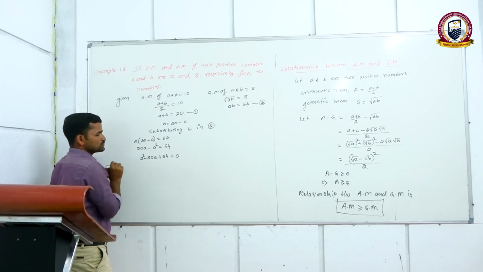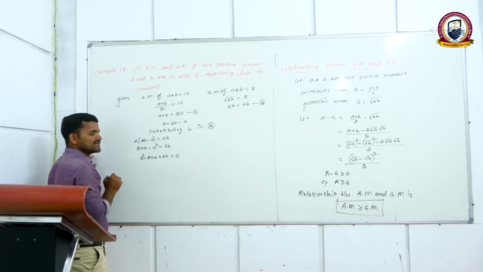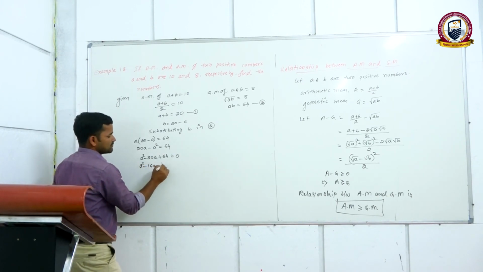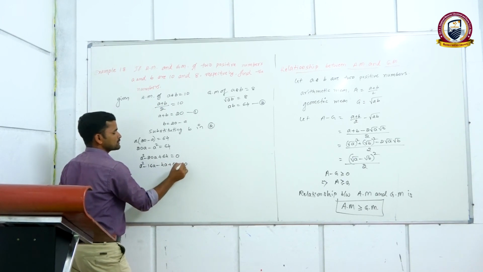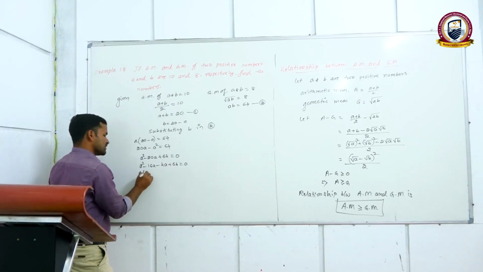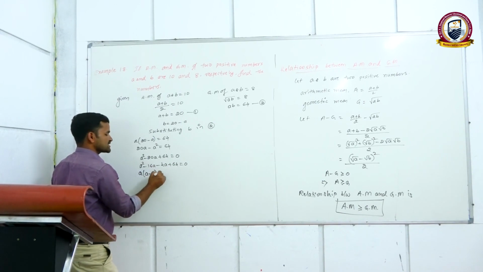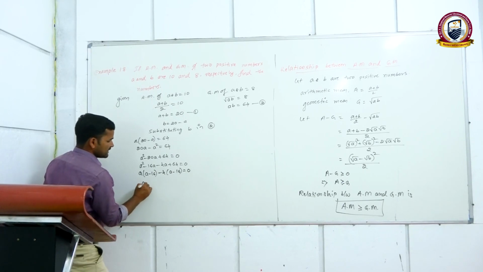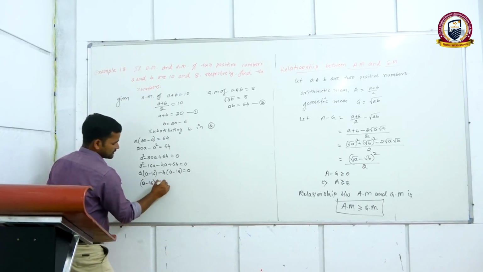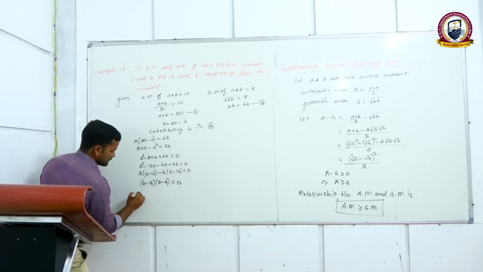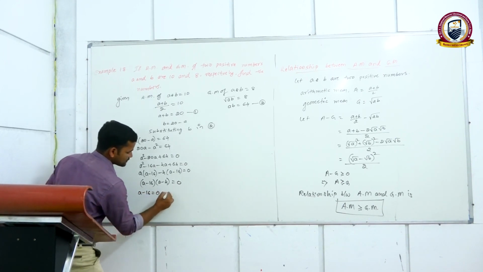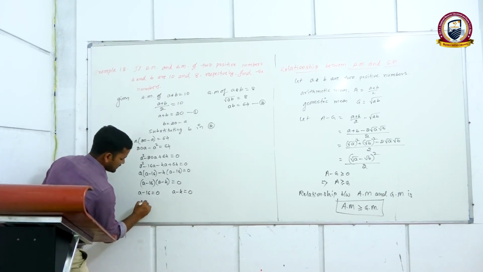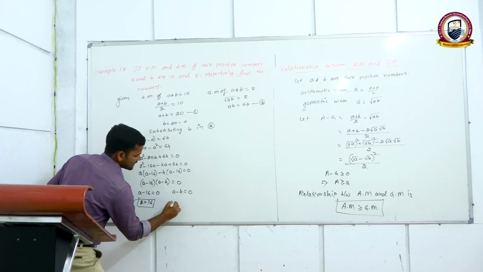We need to solve for it. Sum should be 20, product should be 64. Like that I can take 16 into 4. A square minus 16a minus 4a plus 64 is equal to 0. Taking a common, and minus 4 common, a minus 16 into a minus 4 is equal to 0. Therefore, a minus 16 is equal to 0 is one possibility, and a minus 4 equal to 0 is another. Here I have a is equal to 16 and a is equal to 4.